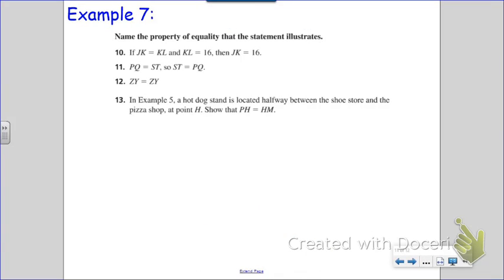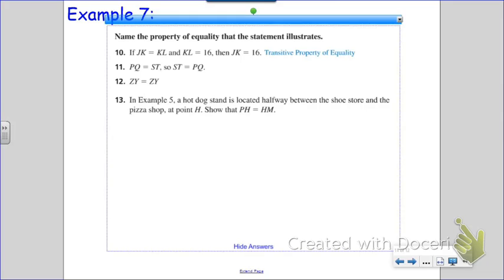Here we'll do more practice naming the properties. So the first one, if JK equals KL and KL equals 16, then JK equals 16, that's transitive property. On the second one, we're just switching the two around, that's symmetric. And the third one, reflexive, saying it equals itself.